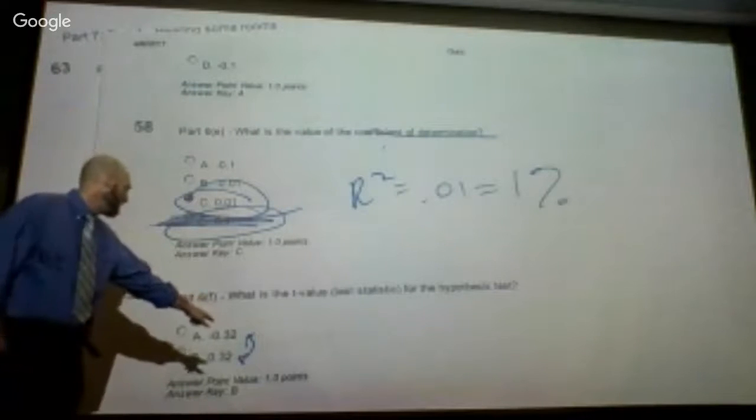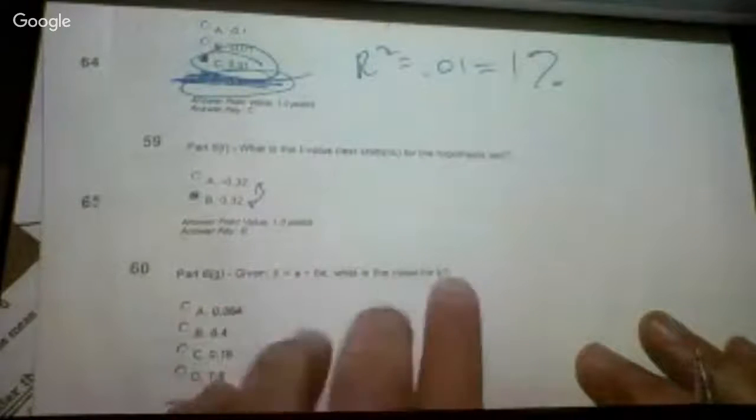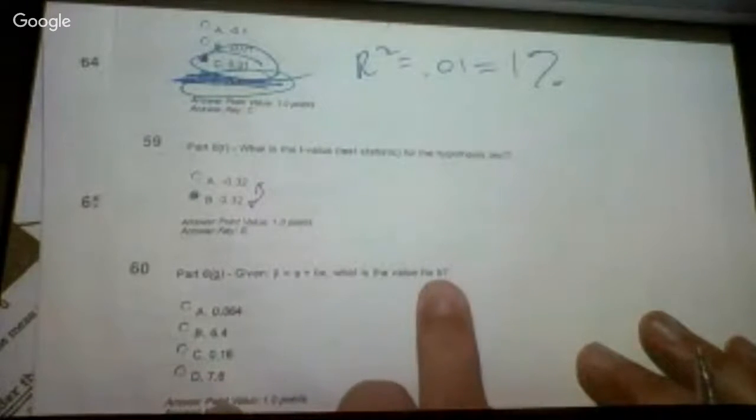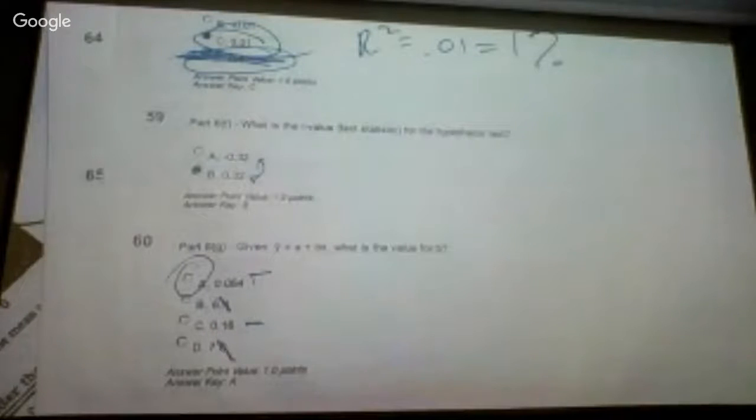So again, we have a positive correlation, so we've got to go with the positive test statistic. You go with the positive test statistic. Now we got to solve for B, which was a small positive number. It's got to be one of those two. That's too big and that's too big. So that was the number that was put on the regression equation. So that's B.